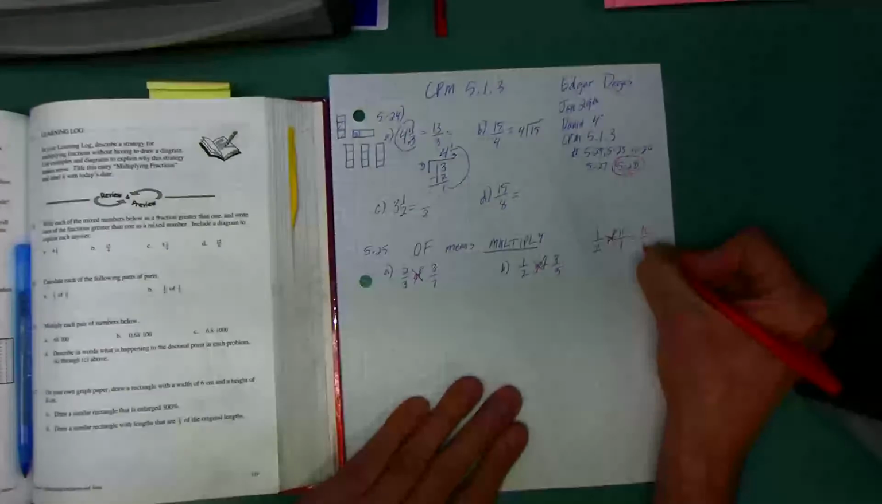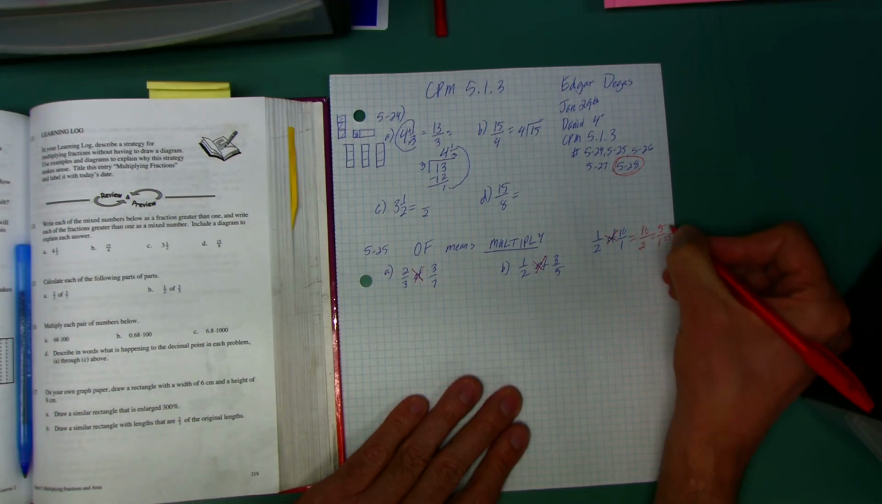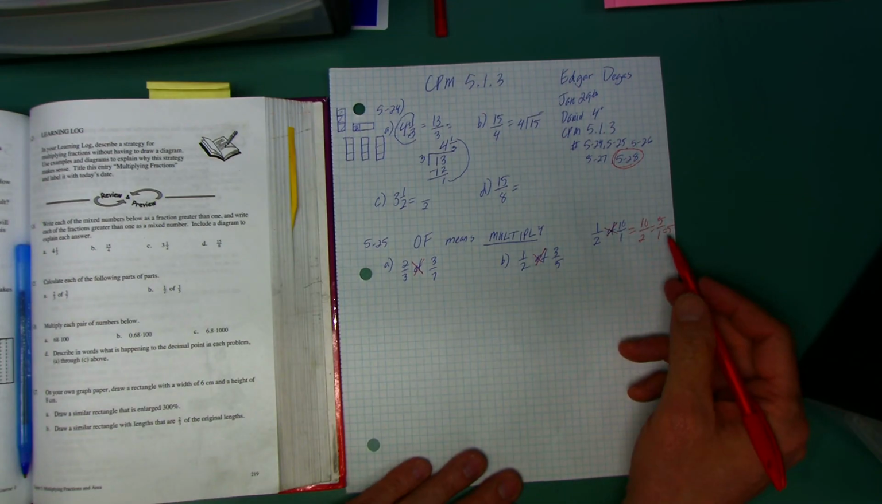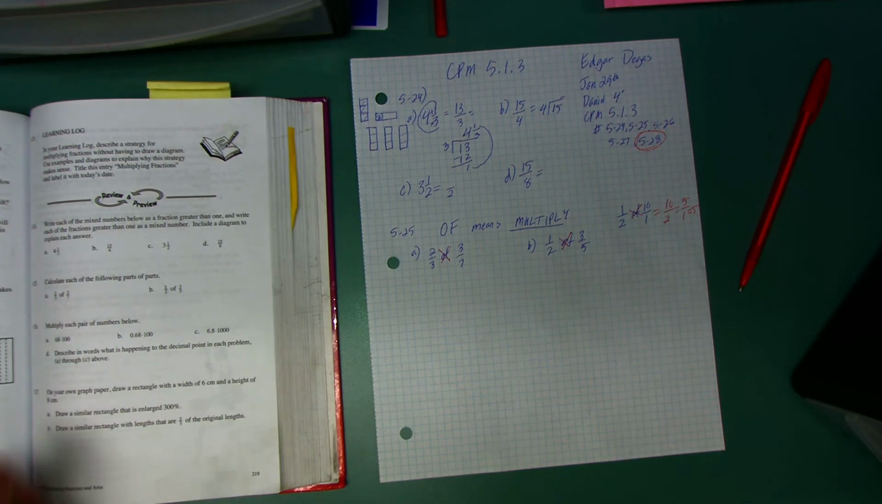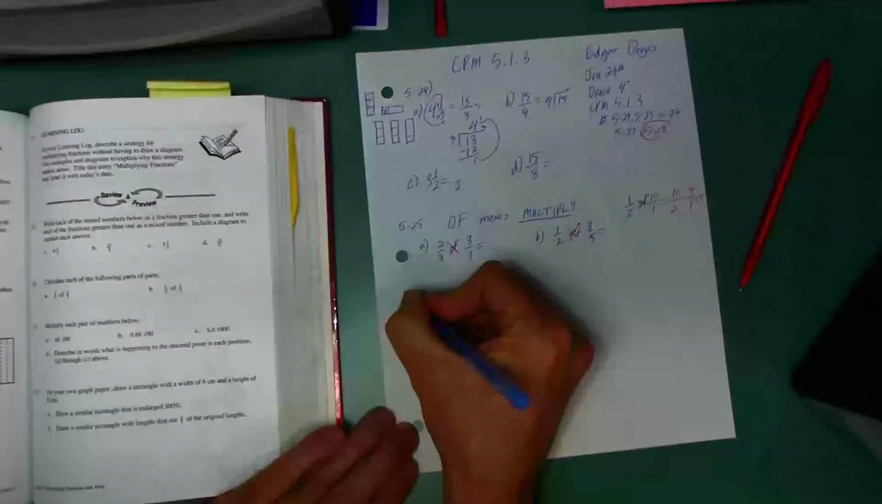2 times 1 is 2. And that simplifies, right? 2 goes into 10 5 times. It goes into 2 1 times. 5 over 1 is the same as 5. And we said half of 10 is 5. Of means the same as multiply. Okay. You go multiply these straight across the top, straight across the bottom. And on this first one, you'll have to simplify when you get done.